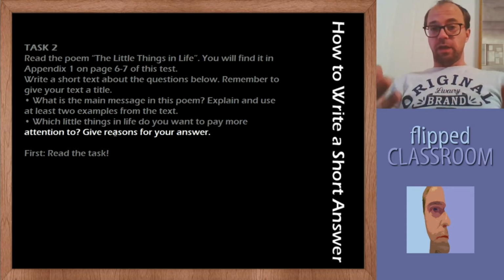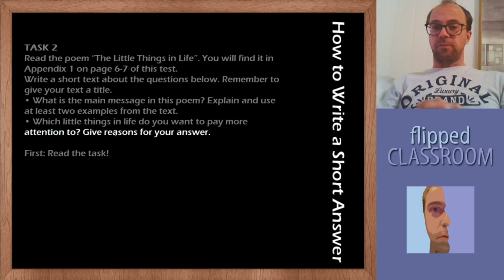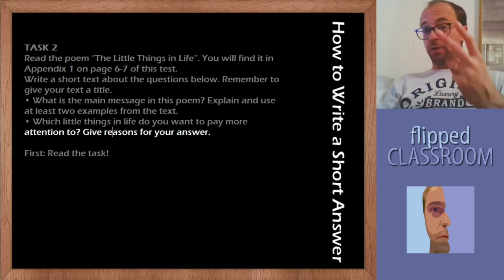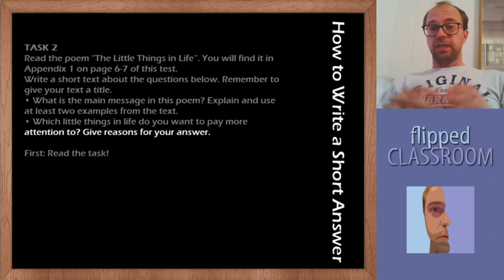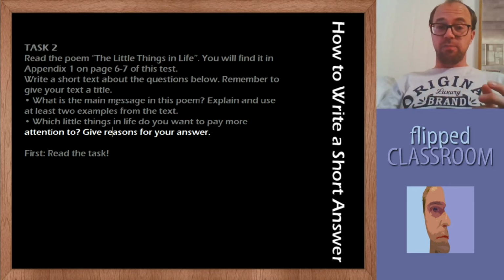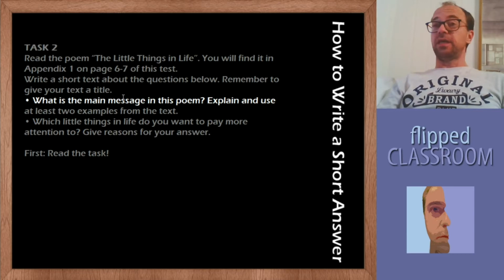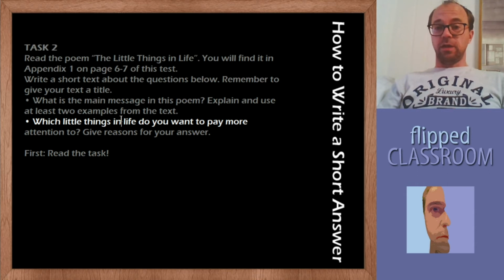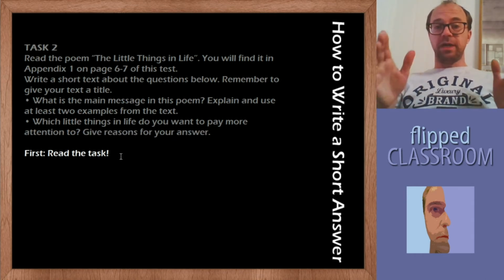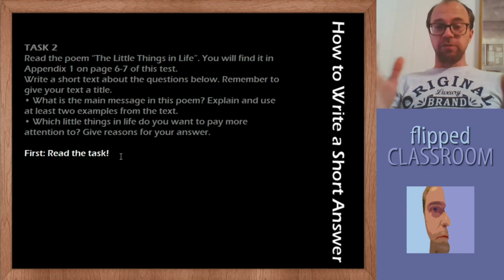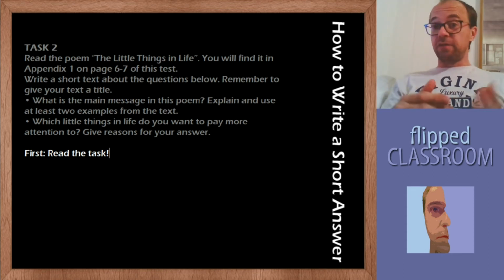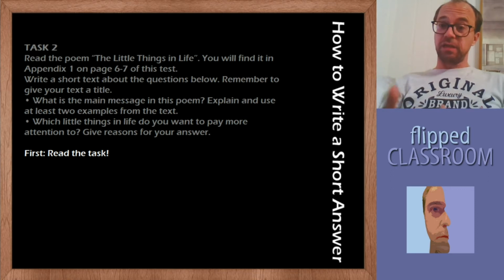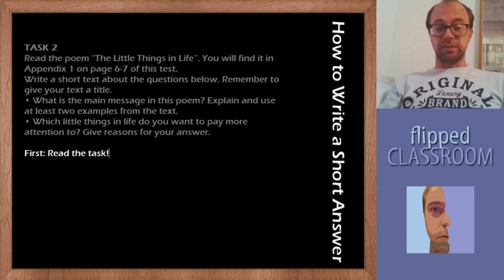So I assume I am supposed to write 2 paragraphs. I need to write 1 paragraph where I explain the main message in the poem. And then I need to write another paragraph where I talk about which little things are important in my life, and I need to give reasons for my answer. Okay, now I have read the task. I kind of know what I'm supposed to do. I may have to go back to the task and read it again to remind myself, but for now that's enough.